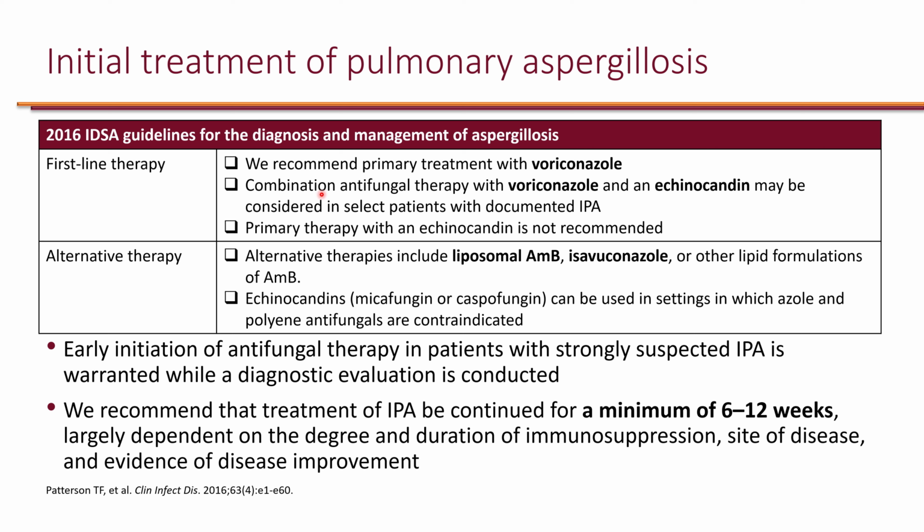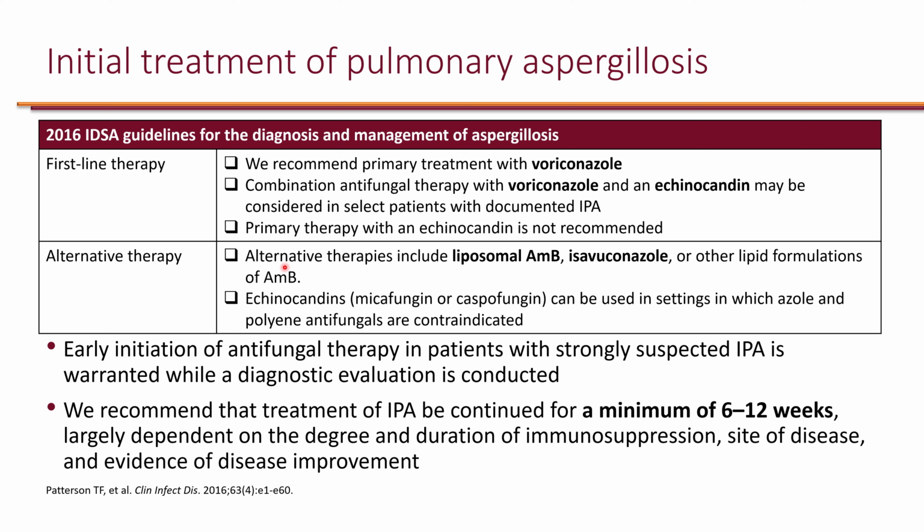And combination antifungal therapy, so voriconazole plus one of the echinocandins, may be considered in select patients with documented invasive pulmonary aspergillosis. Now, primary therapy with echinocandin monotherapy is not recommended. As I had mentioned previously, azoles perform better against aspergillus compared to echinocandin. So echinocandin monotherapy is not recommended, only as a combination.